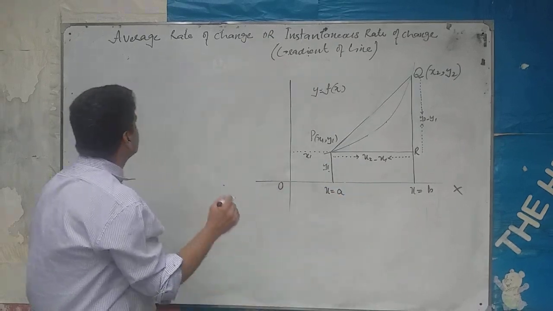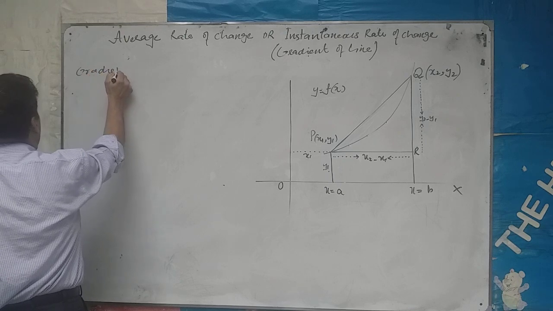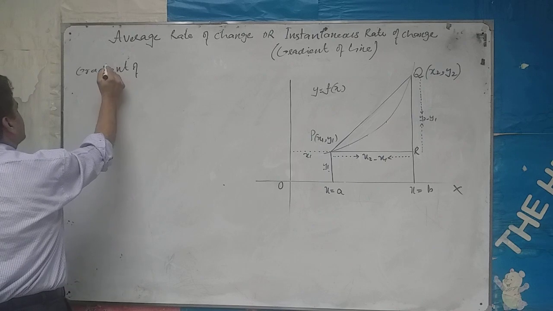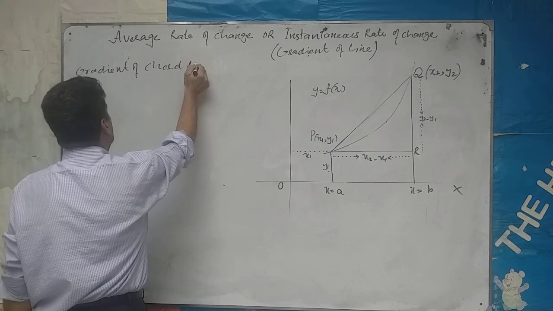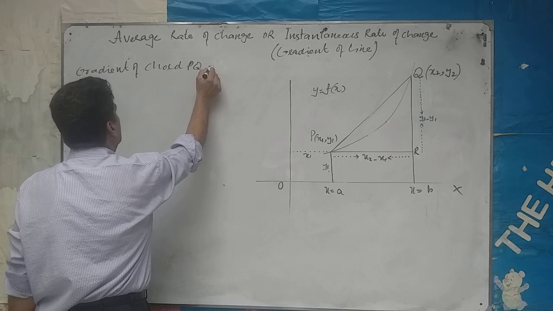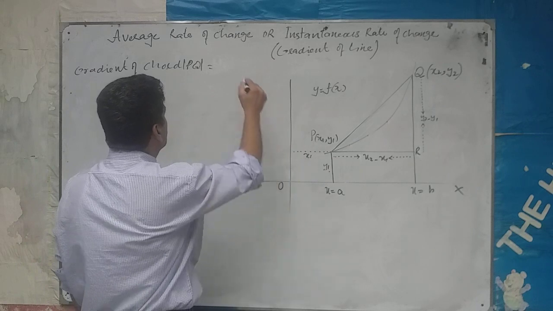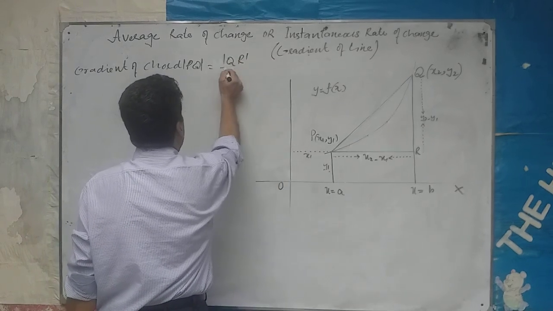We can write gradient of chord PQ is equal to QR by PR.